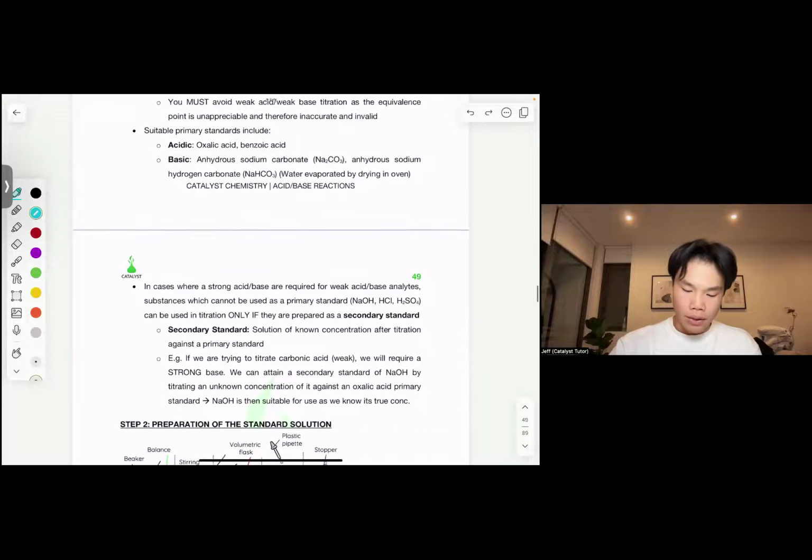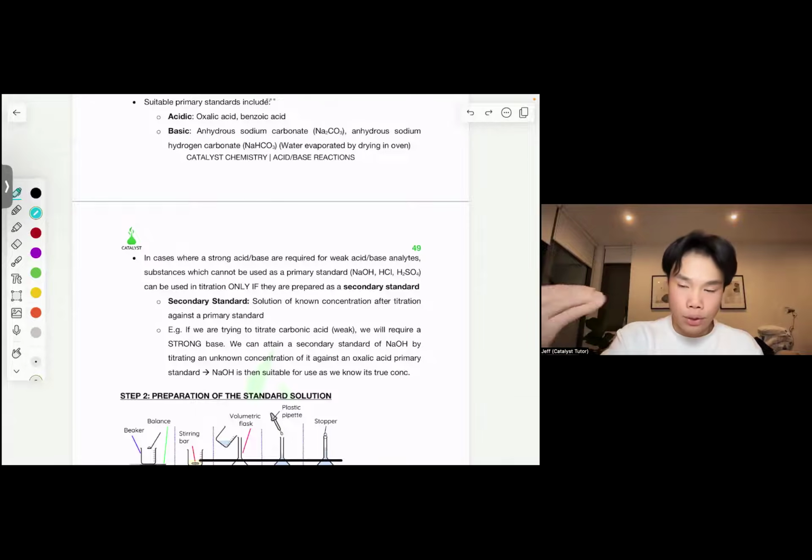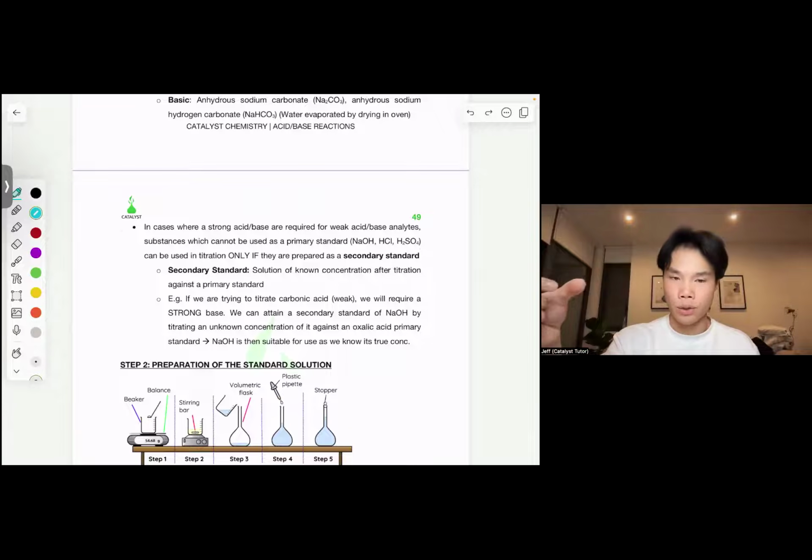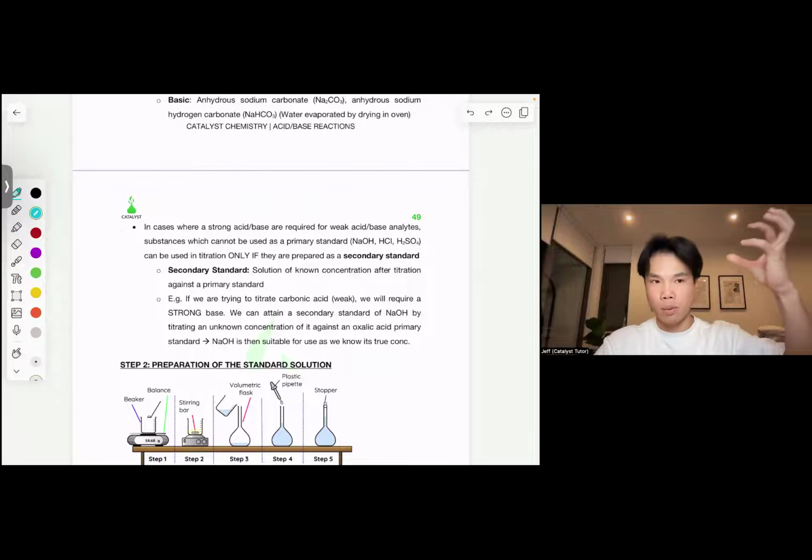If you can't use a substance as a primary standard, but you still want to use it, you can use it as a secondary standard. A secondary standard is created by titrating that solution to know its concentration for sure. So if you want to use NaOH, for example, you can titrate NaOH to find its exact concentration once the solution's already been made, and that will allow you to then use that NaOH without having to use it as a primary standard.